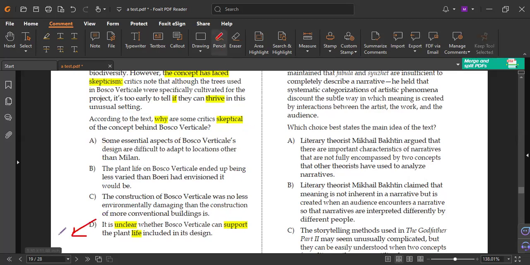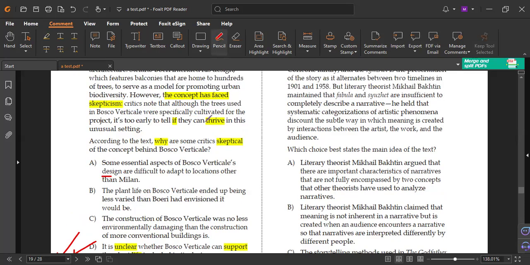We need to know why letter A is wrong. Some essential aspects of design are difficult. It's not mentioned there. He mentioned ideas about the design, but it is not the reason as he mentioned here. So this means it is wrong, not supported. That's why. So that is correct.